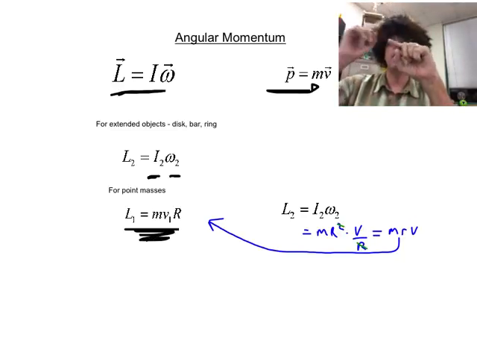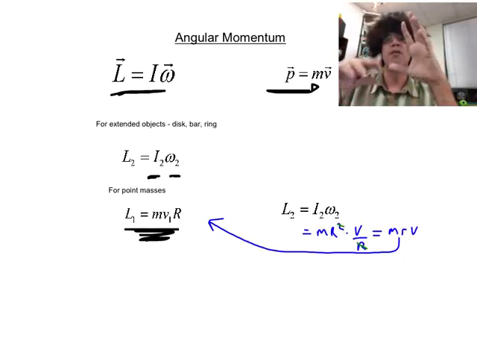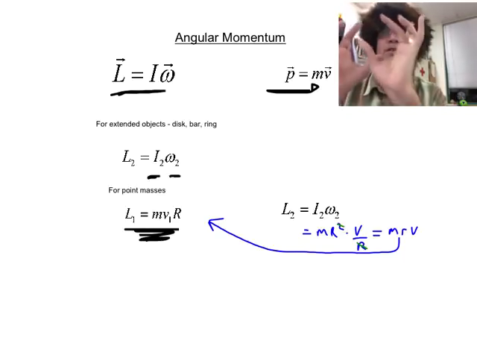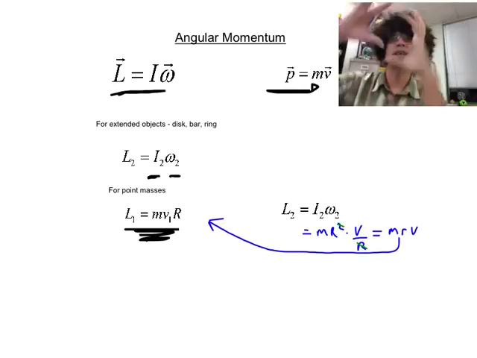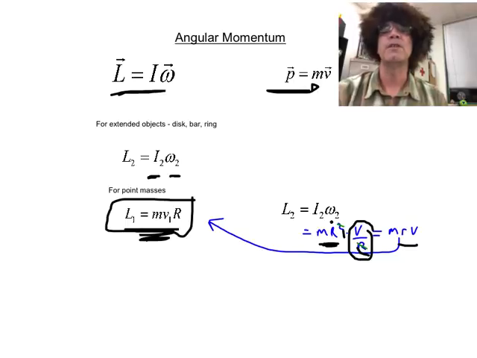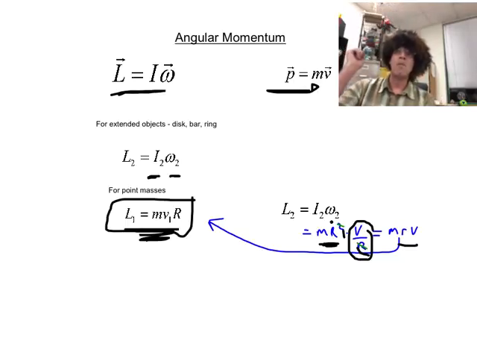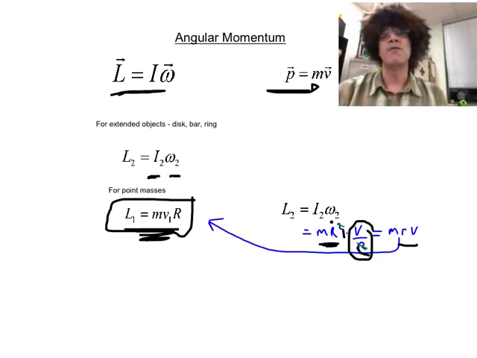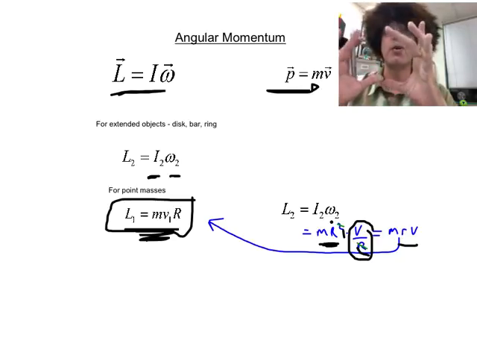Like if you have a planet going around the sun or the moon going around the earth, it's a point mass, just one object moving, not an extended mass twisting. We can put mr squared in for our I, we put v over r in for omega, and then the r's cancel, and we get mrv. So this L equals mrv, which was actually in one of your formula quizzes, is a formula that stays constant if there's no outside torque.